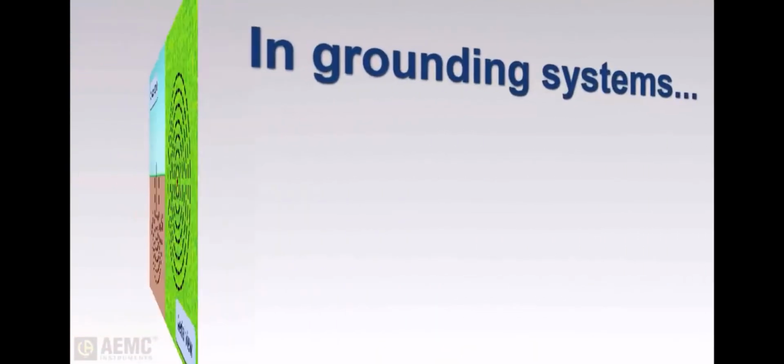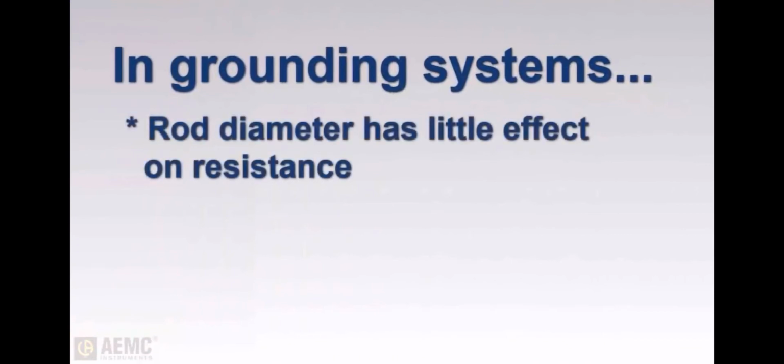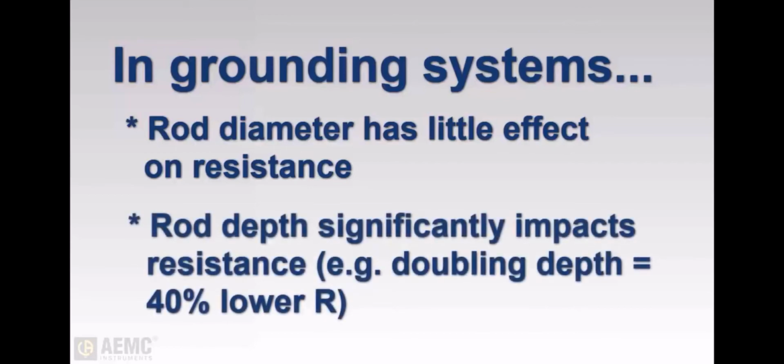Note that increasing the diameter of the grounding electrode does not significantly reduce its resistance. For instance, doubling the diameter reduces the resistance by less than 10%. However, driving the ground rod deeper into the earth does substantially reduce the resistance. As a general rule, doubling the depth to which the rod is driven into the ground reduces its resistance by up to 40%.